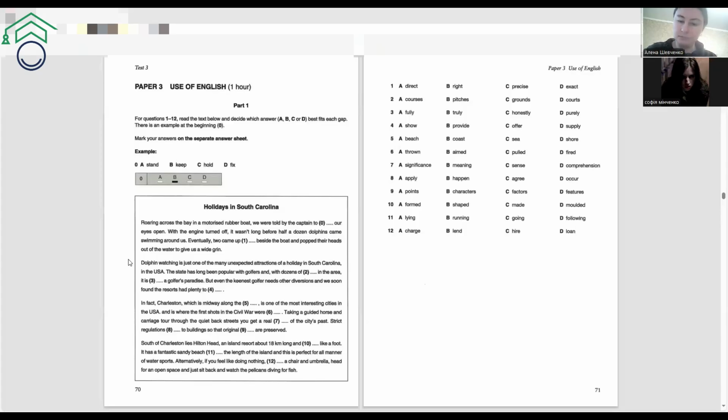Dolphin watching is just one of the many unexpected attractions of a holiday in South Carolina, in the USA. The state has long been popular with golfers and with thousands of in the area. It is a golfer's paradise, but even the keenest golfer needs other diversions, and we soon found the resorts had plenty too. Okay, now let's look at the second line. So, courses, beaches, grounds, courts.